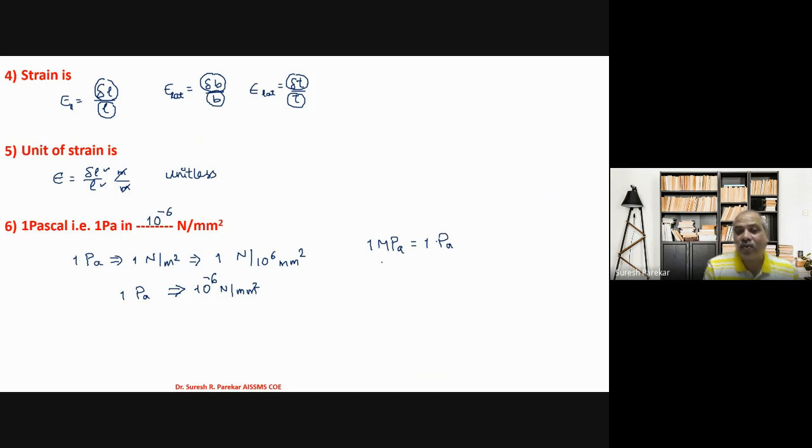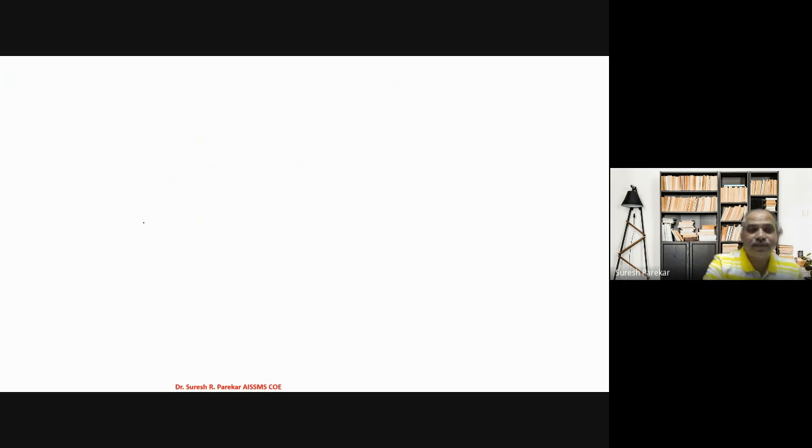So you have to keep this in mind, because if you write 1 megapascal, then for mega we have 10 raised to 6, and for pascal we have 10 raised to minus 6. Then this gets cancelled, and we will get this value, that is equal to 1 Newton per mm square. So while writing values, be very careful.